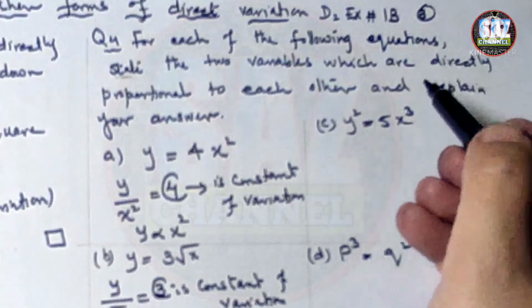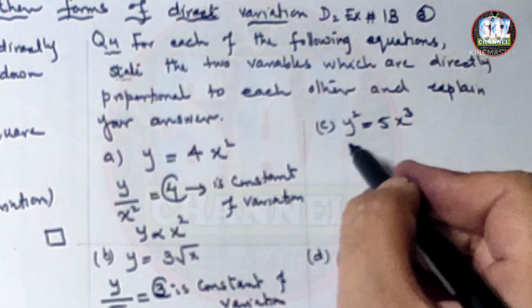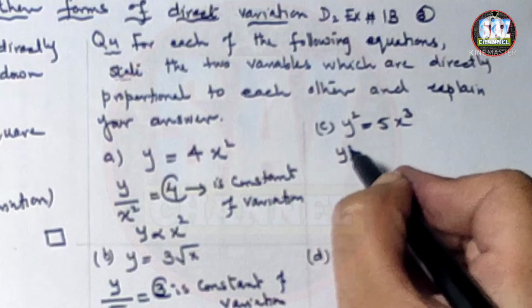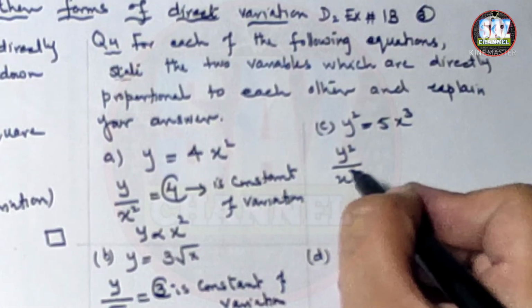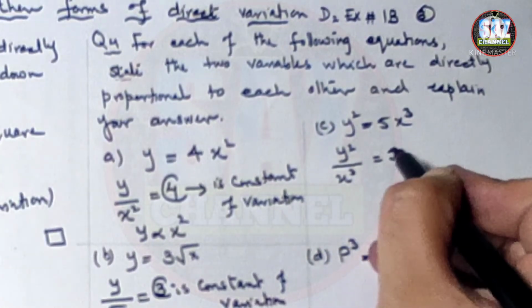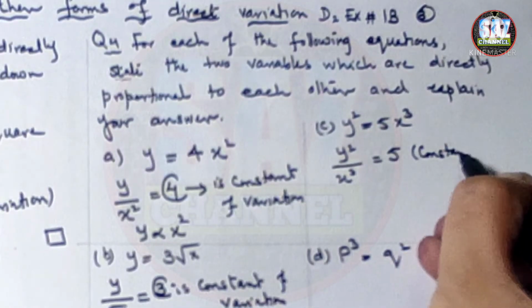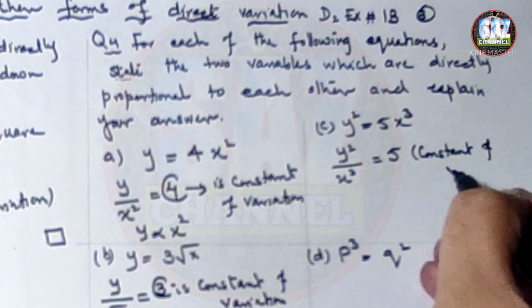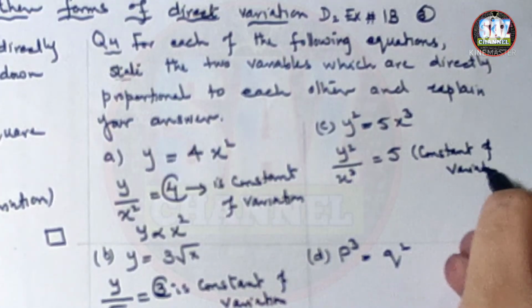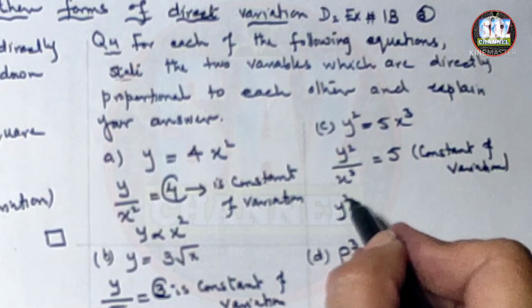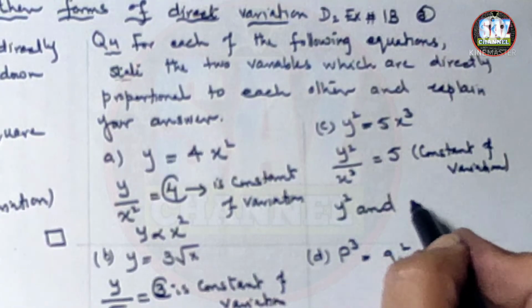And the next part is y square equals 5x cube. In this case, y square by x cube is equal to 5. We have the constant of variation here. And the two variables which are directly proportional to each other are y square and x cube.